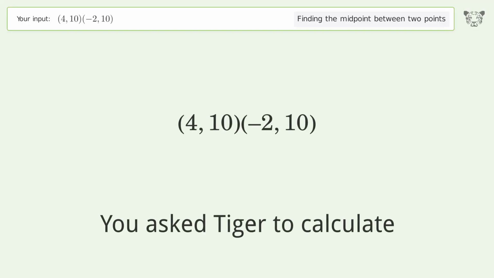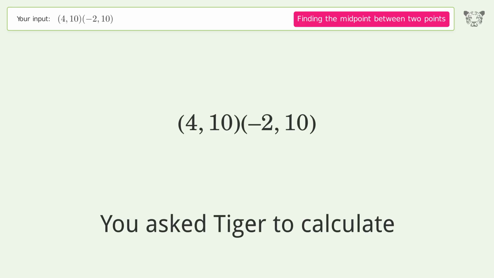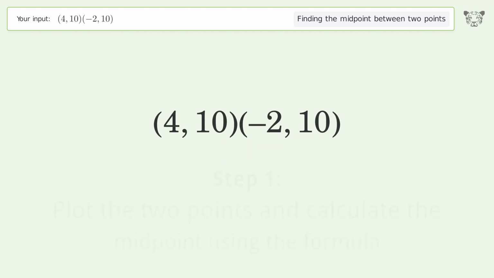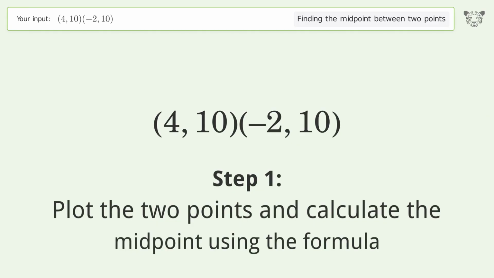You ask Tiger to calculate. This deals with finding the midpoint between 2 points. The midpoint between the 2 points is 1, 10. Let's solve it step by step. Plot the 2 points and calculate the midpoint using the formula.